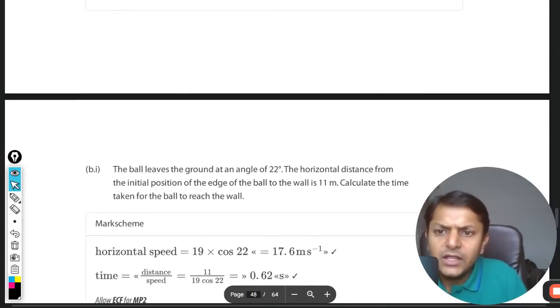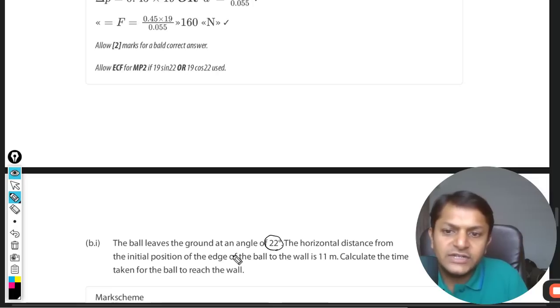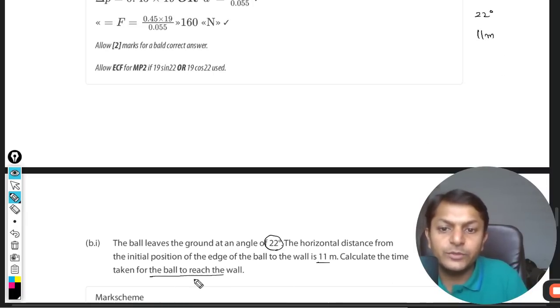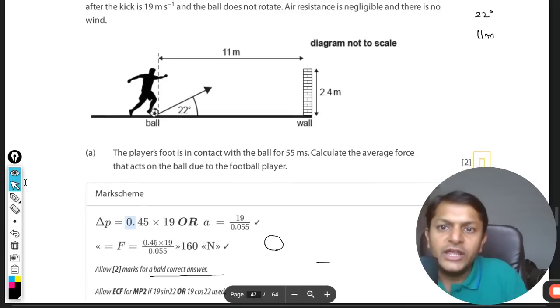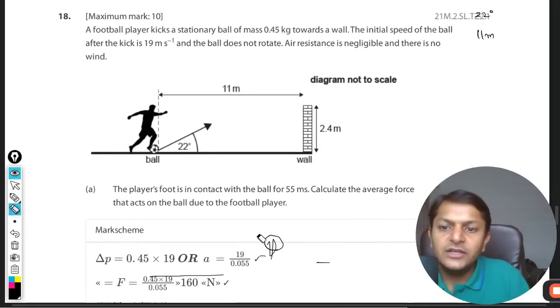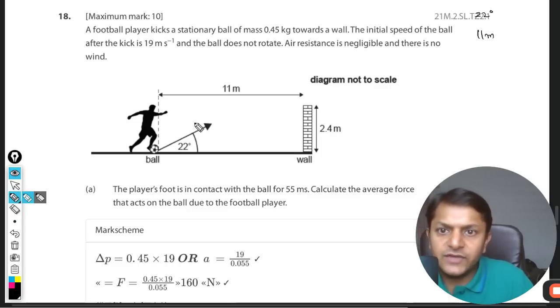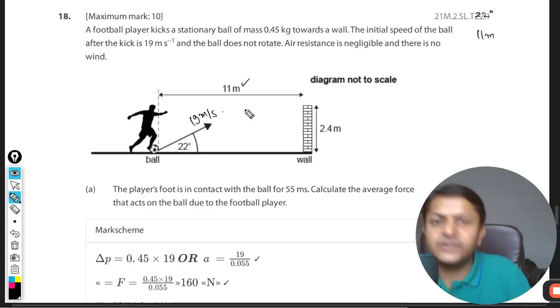Now moving next. The ball leaves the ground at an angle of 22 degrees. The horizontal distance from the initial position of the ball to the wall is 11 meters. Calculate the time taken for the ball to reach the wall. It means that we are referring to this diagram once again. The velocity given is 19 meters per second. The angle is 22 degrees as it is given in the diagram itself, and the distance is 11 meters. It is also given here.